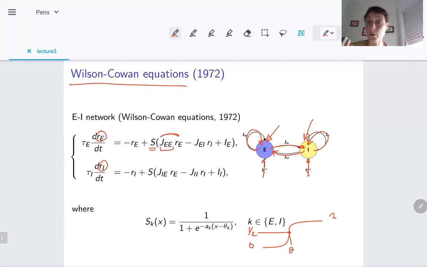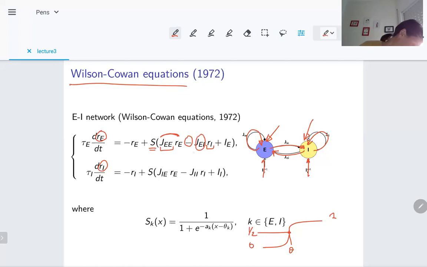What else? Which other input does this population receive? Well, it receives inhibition from the inhibitory population. Since it's inhibitory, we put this negative sign here. And how strong is this input? Well, it's proportional to the firing rate activity of the inhibitory one. So the more the inhibitory population fires, the more inhibition it sends to the excitatory population. So it's proportional to the firing rate of the inhibitory population.